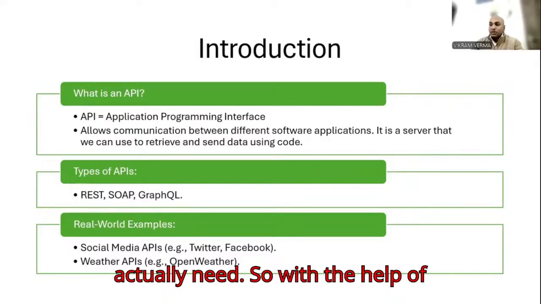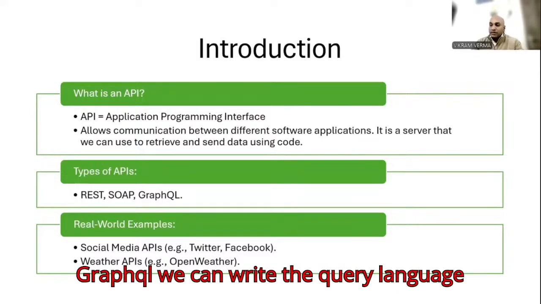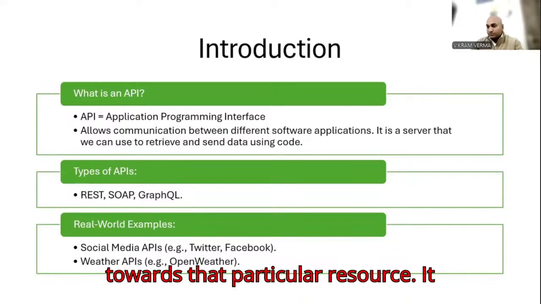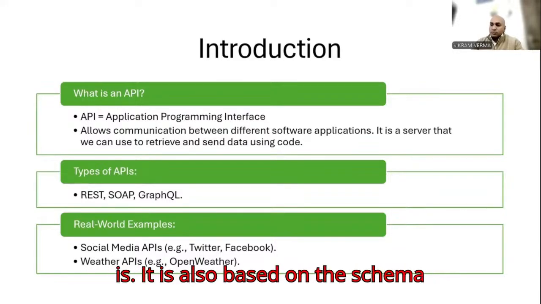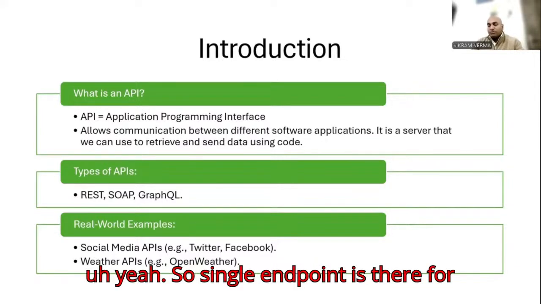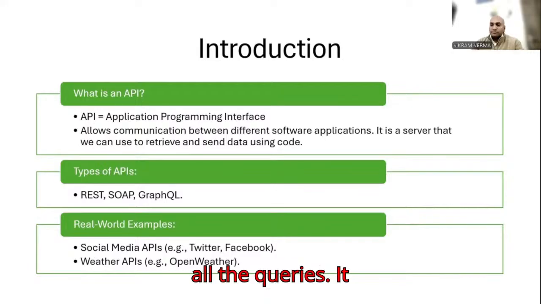With the help of GraphQL, we can write the query language and directly hit towards that particular resource. It is also built on a schema, which is like a schema-driven API. And yeah, a single endpoint is there for all the queries.